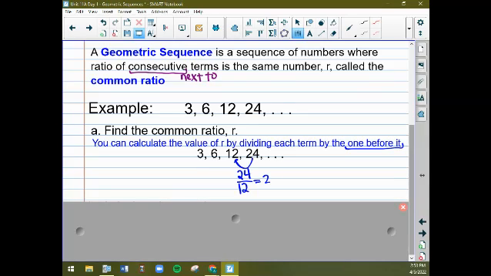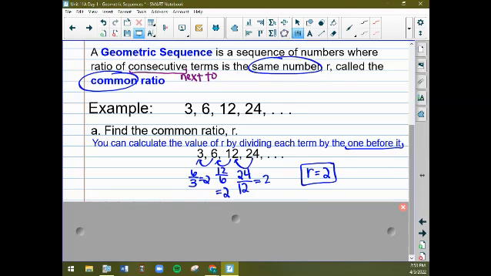I can't just do one, though. I need to go all the way through to make sure that it's consistent, because it must be the same number through all of them. So now I do 12 divided by 6, and I also get 2. Then I do 6 divided by 3, and I also get 2. So that means my common ratio R must be 2. I divide backwards in order to get that common ratio.